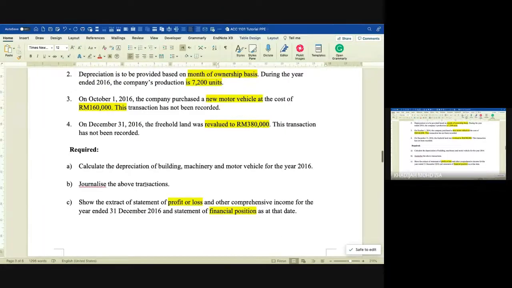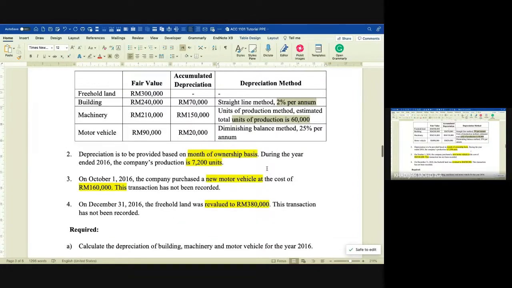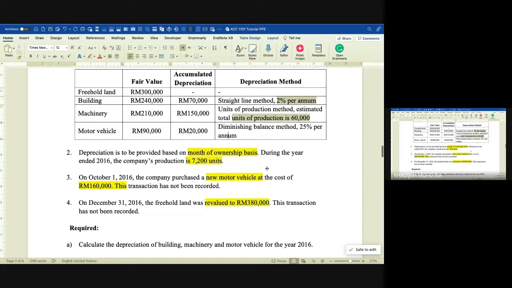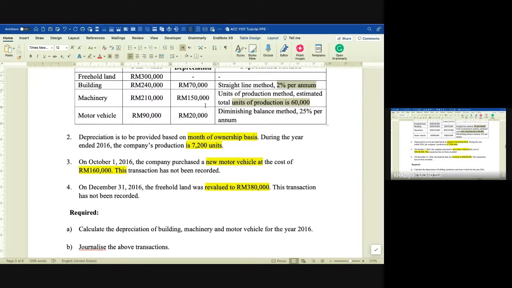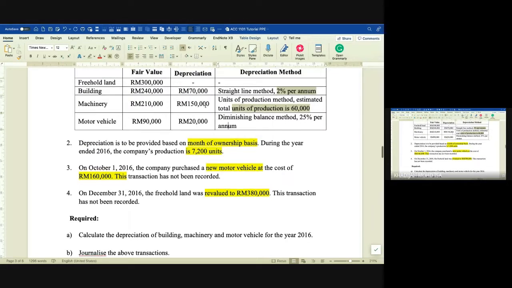All right, so you have done the depreciation computation for your building, machine, and motor vehicle, new and old. But there's another one: we have freehold land to be revalued at 380,000. It's revalued upwards, so it means that it's a surplus, increasing the value of the land by 80,000. So you debit your land and credit your revaluation reserve.